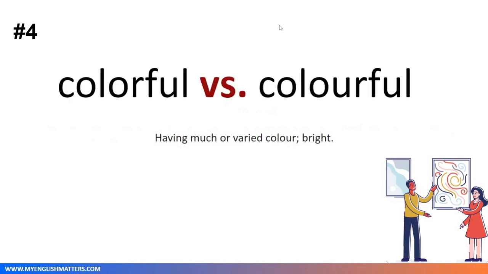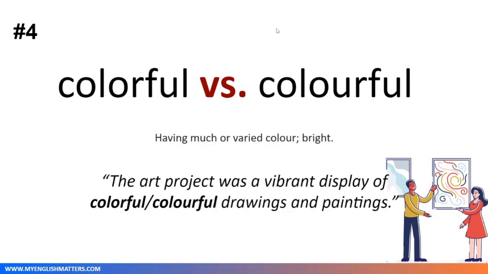Moving on to this word, colorful. I think you guys know the answer. Colorful means having much or varied color, bright. For example, the art project was a vibrant display of colorful drawings and paintings. How do you spell that word? I think you guys know, but which one do you prefer? If you choose colorful, that is American English spelling. And if you spell it like this, colourful, that's British English. So an extra letter there for British English.